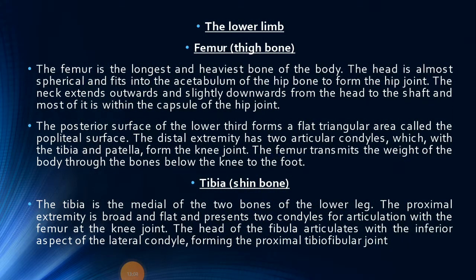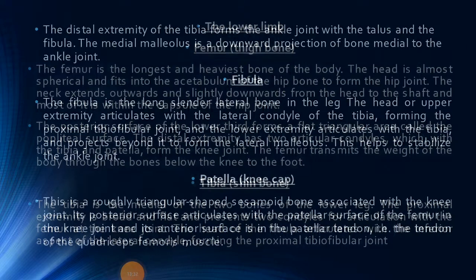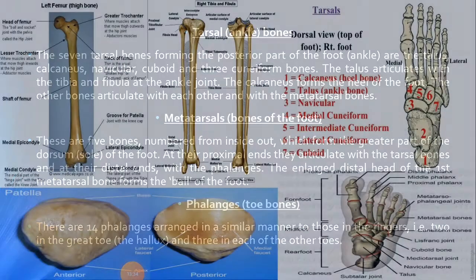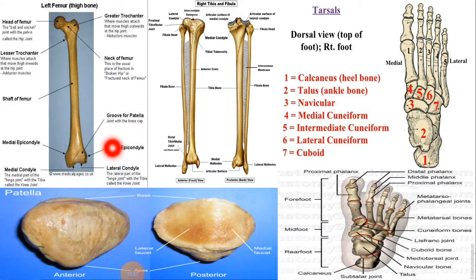Next we will talk about the lower limb, and we already know that the bones that are involved in the lower limb are the femur, which is also called the thigh bone, tibia, which is also called the shin bone, fibula, and the 7 tarsal bones, metatarsal bones, and the phalanges, and also the patella.